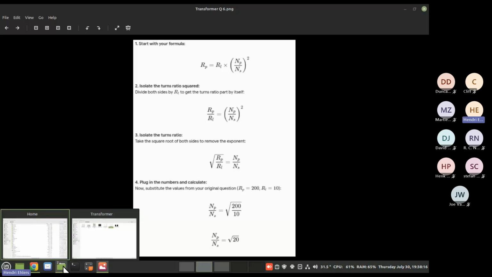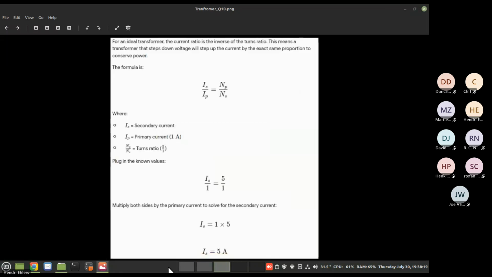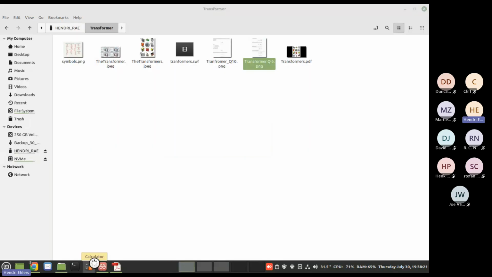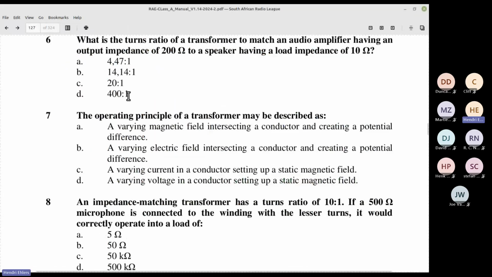How did I lose my book now? What did I do? Gone. There it is. Ah, right.